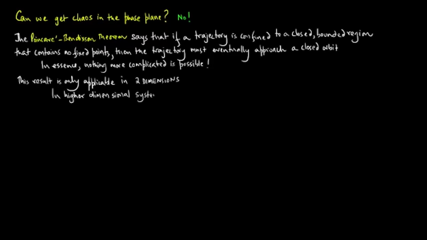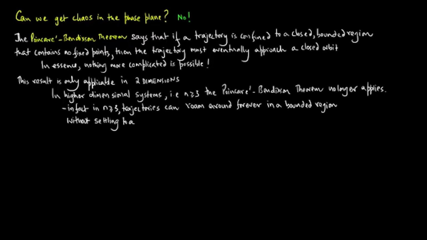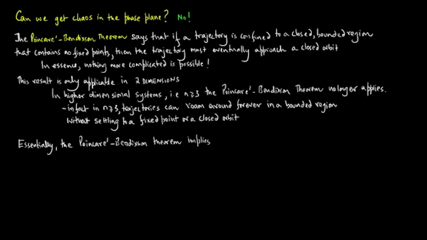In higher dimensional systems, i.e. n greater than or equal to 3, the Poincaré-Bendixson theorem in fact no longer applies. In fact, in n greater than or equal to 3, the trajectories can roam around forever in a bounded region without actually settling to a fixed point or a closed orbit. So essentially, the Poincaré-Bendixson theorem implies that chaos can never occur in the phase plane.